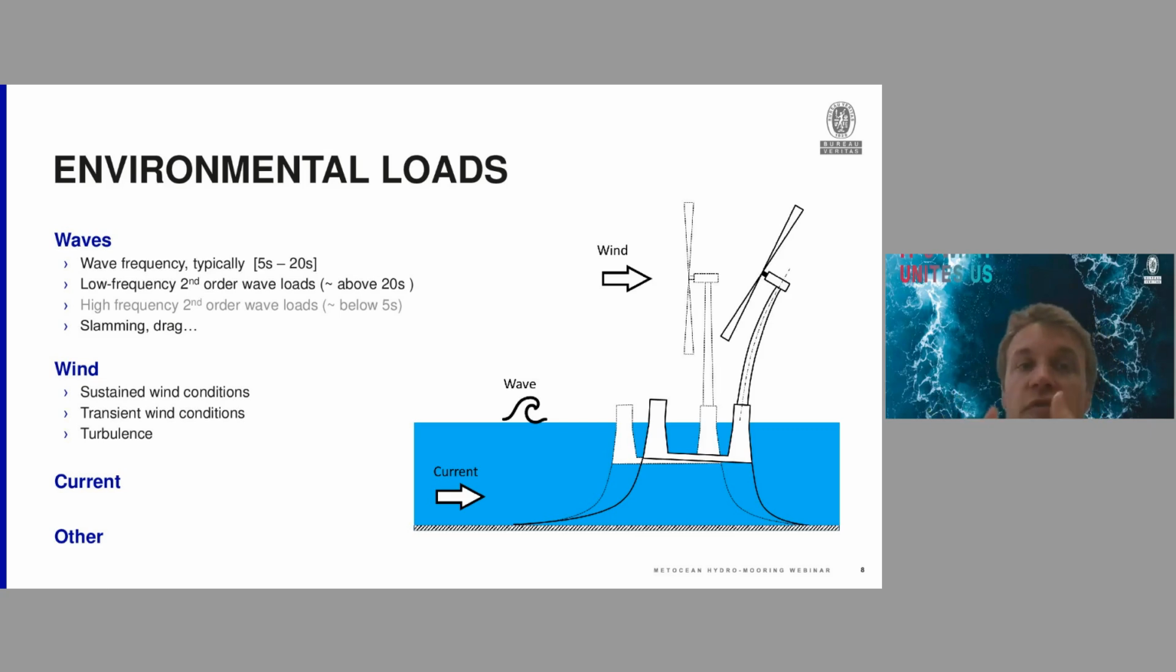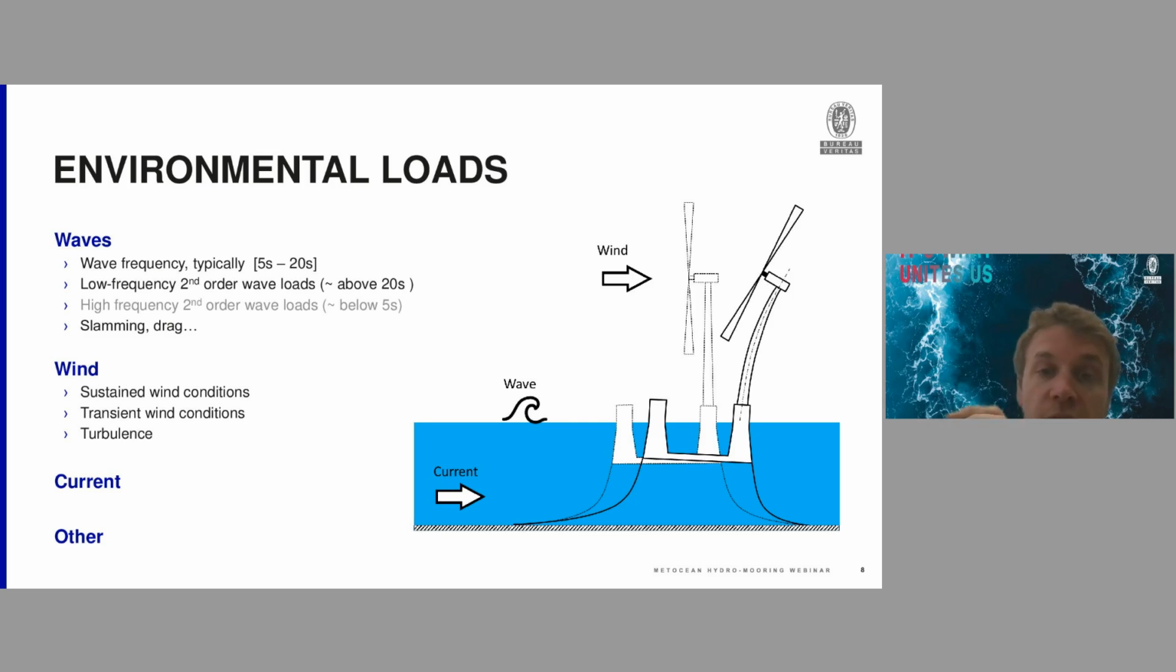The waves also induce some low frequency loads, which are called second order loads, or QTF, quadratic transfer function, and it's much slower. Typically, it's above 20 seconds, and those kinds of loads will be relevant to catenary moored units, which have quite slow resonance frequency. On the other hand, you also have high frequency loads, below 5 seconds, which will be relevant to stiffly moored units such as TLPs.